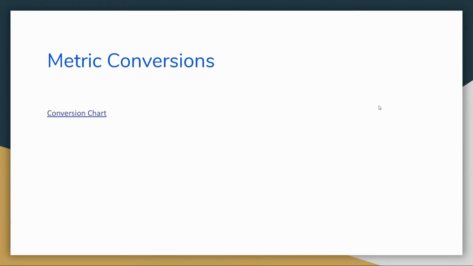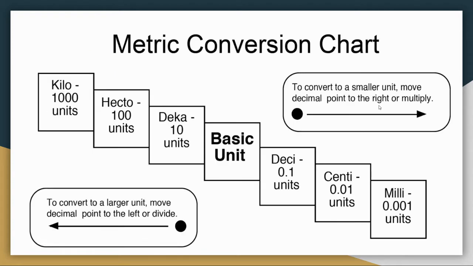All right, so metric conversions, right? In your pacing guide, you're going to have a link, and I'll also put it in the assignment on Google Classroom for a conversion chart that's going to look like this, okay? There's two different ways when we do metric conversions that you can do this, okay?